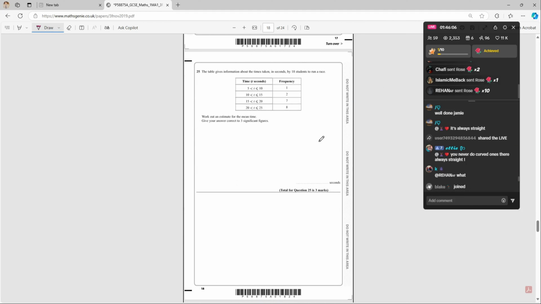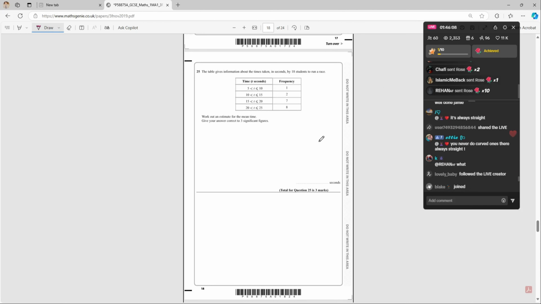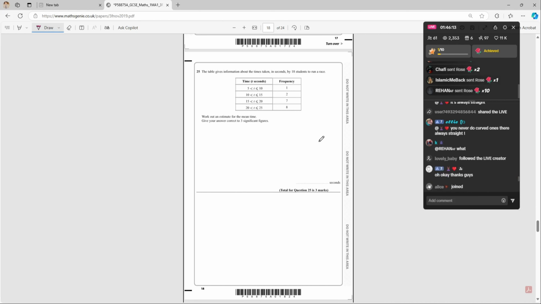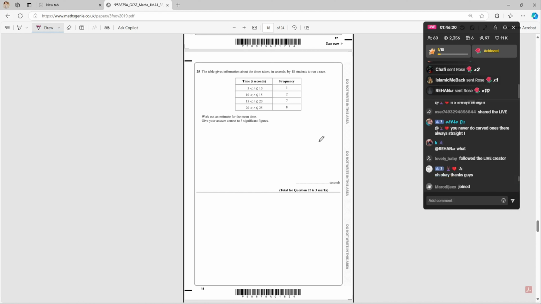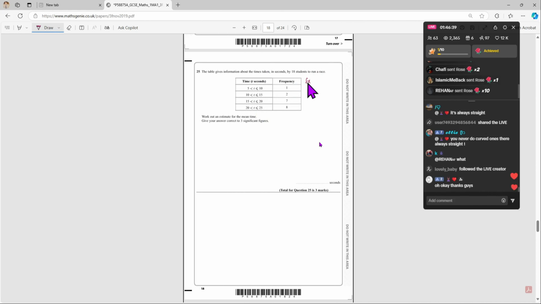So let's move on to question number 25. The table gives information about the times taken in seconds by 18 students to run a race. Work out an estimate for the mean time. Give your answer correct to 3 significant figures. Whenever we have this type of question, we have to create a new column called the fx. Now, the fx is just the midpoint value of the inequality times our frequency.